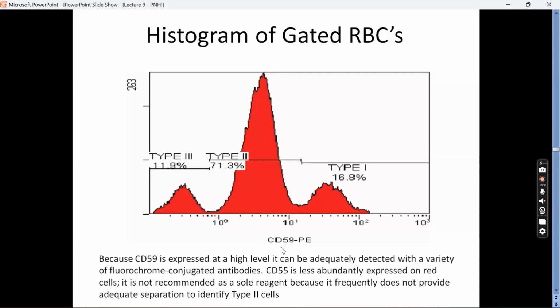Okay. If you ask me to select one among the fluorochromes, someone will ask a question like, which is better, 55 or 59? 59 is better than 55. The reason is CD55 is less abundantly expressed on red cells and not recommended as a sole reagent because it frequently does not provide adequate separation between type 1, type 2 and type 3. So 59 is always better. If you are using only one marker, better use CD59. If you are using two, then you can use 59 and 55. You should not use 55 alone because the separation may not be that great with 55.